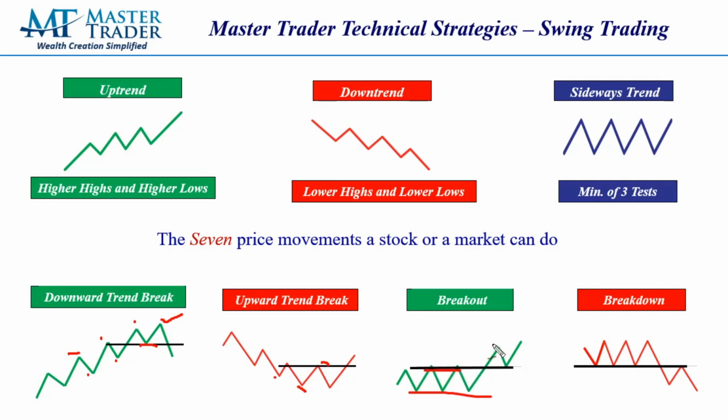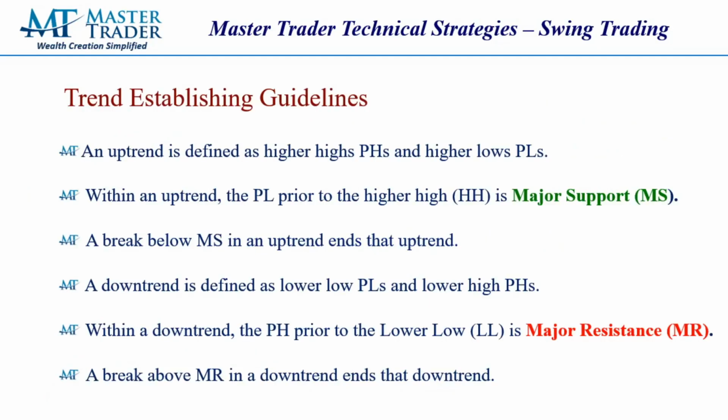Breakout, sideways trend, right? Three or more. And when it breaks out, clearly that is a breakout, and that allows us to buy pullbacks. And breakdowns, three or more, and then a breakdown. That trend is then over. Here are our guidelines. An uptrend is defined, as I said, by higher highs and higher lows. And I'm saying pivot highs and pivot lows, which is required to define what that actually is. But we'll get to that.